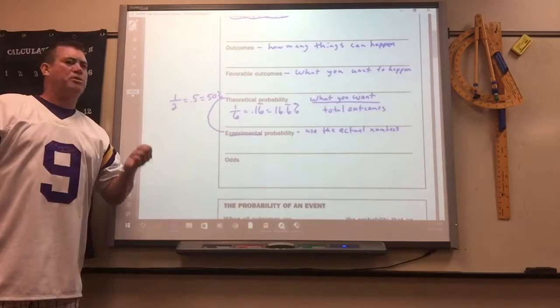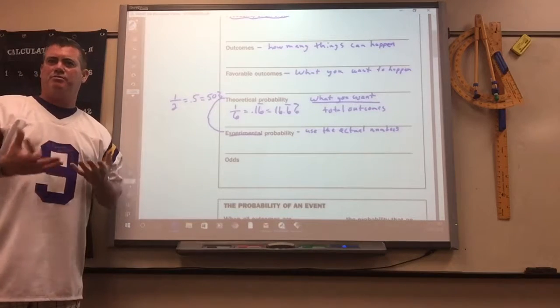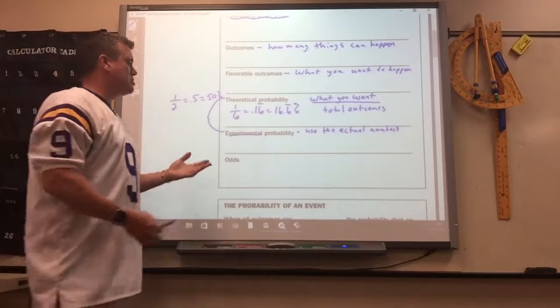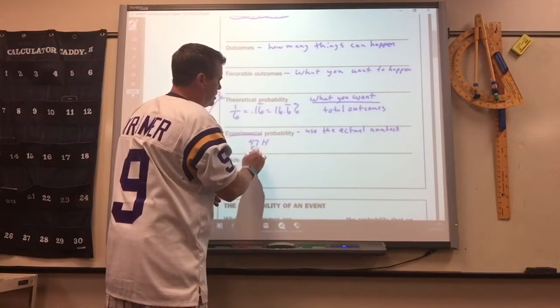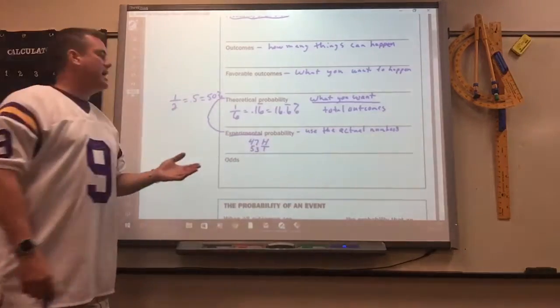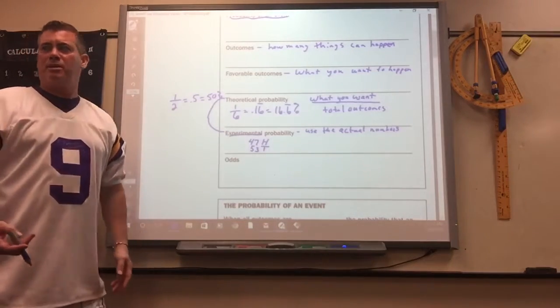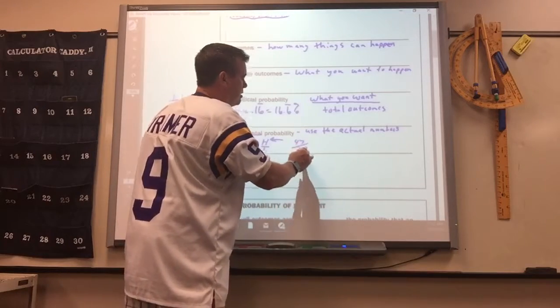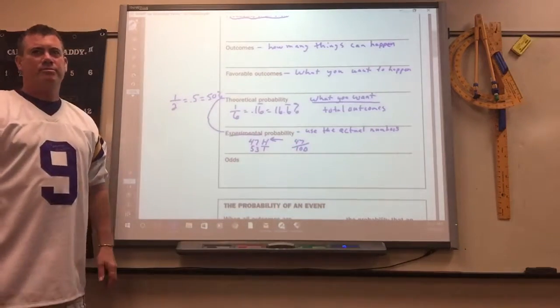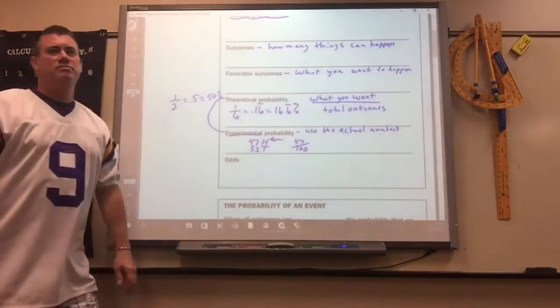For example, if you flip a coin 100 times, is it going to be 50 heads, 50 tails? No. So say they did an experiment and they got 47 heads and 53 tails. And they asked you, what's the experimental probability? You look at the numbers they got. It was 47 out of 100. Okay? What you want over the total.